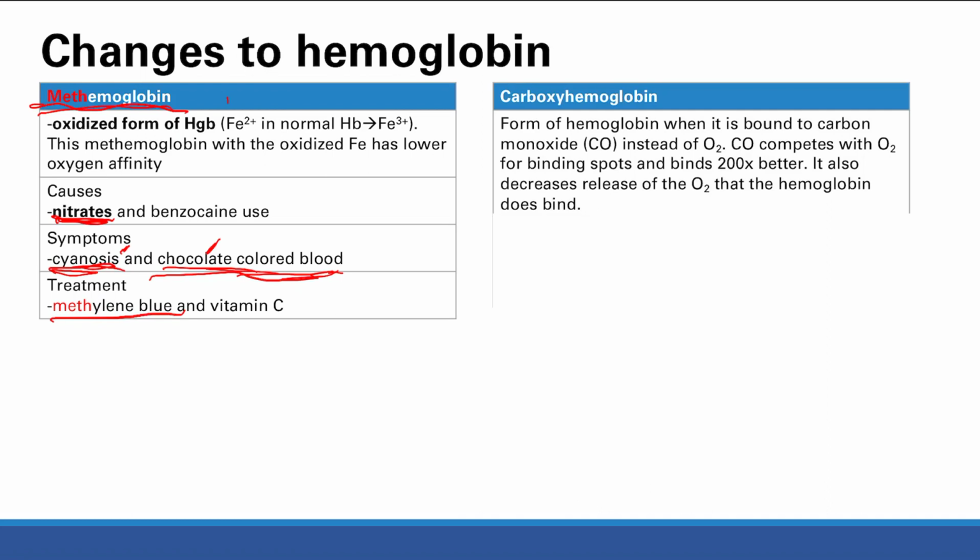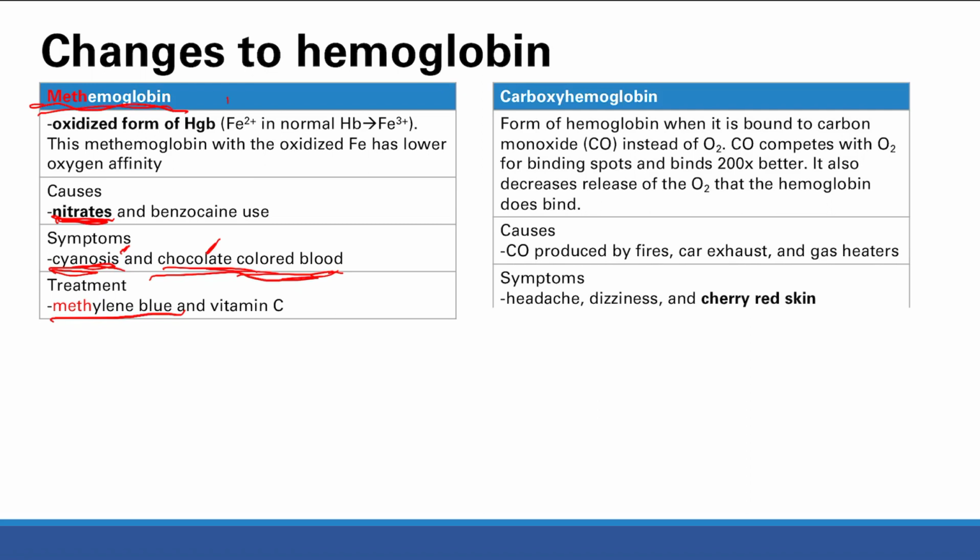And the way you can get this is, well, carbon monoxide is produced by a couple of things: fires, car exhaust, and gas heaters. So you've probably heard about people dying from carbon monoxide poisoning from sitting in their car with the exhaust or running some gas heater without ventilation. And that's what happens. They get decreased oxygen to the tissue because there's competition with oxygen and decreased oxygen unloading. So the symptoms here are going to be just symptoms of not getting enough oxygen to your brain, so headache, dizziness. You're going to get cherry red skin. That's a nice identifying feature for you: cherry red skin and carboxyhemoglobin.